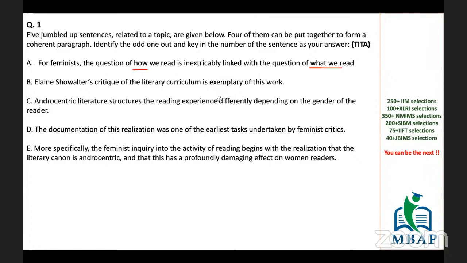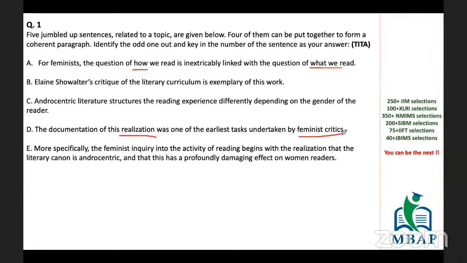Okay, D. So basically, D talks about, again, the documentation of this realization. It means the content which feminists take into their consideration. The fifth one is again talking about women realizing that most literary canons are androcentric. It means when women realize that whatever content they are reading is basically revolving around men only. The entire content is based on the point of view of men. They are not considering that in this world even women exist.